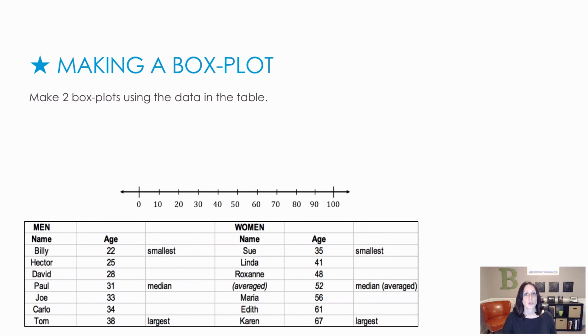So I would like for you to go ahead and try this one on your own to make a box plot, one for each, so one for the men and one for the women. So press pause. Go ahead and do those. This should be a little bit easier because it's already in the correct order for you, and then press play to check your work.